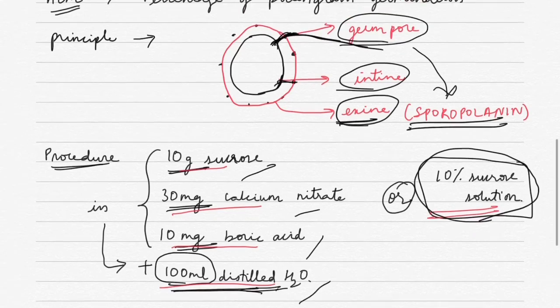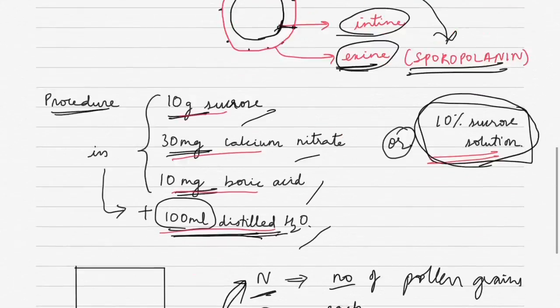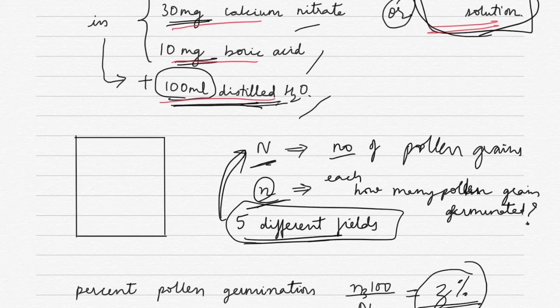This is a very small experiment, and this mathematical formula has to be remembered: n divided by capital N into 100 gives us the percentage. Let's say a%, like that we get 5 different percentages because we are doing it 5 times. Small n refers to the number of pollen grains germinated, capital N refers to the total number of pollen grains, into 100 for getting the percentage value. So this is all we have got to read in this experiment.